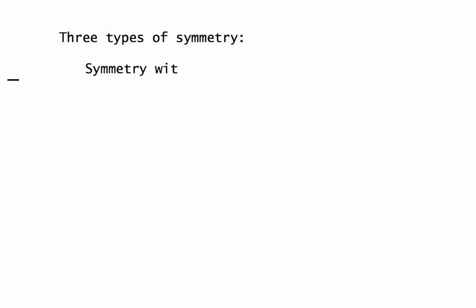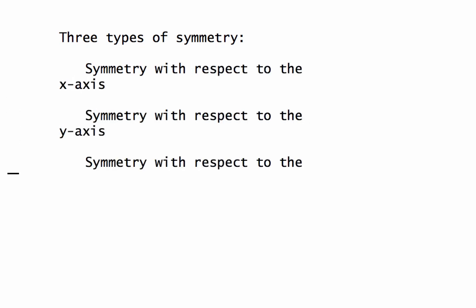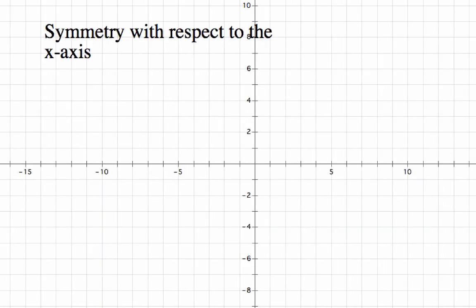Now that we've reviewed a little bit about graphs, let's talk about symmetry. There are three types of symmetry that we'll be studying. It's symmetry with respect to the x-axis, symmetry with respect to the y-axis, and symmetry with respect to the origin. Now, for symmetry with respect to the x-axis, that means our graph is pretty much symmetric across our x-axis.